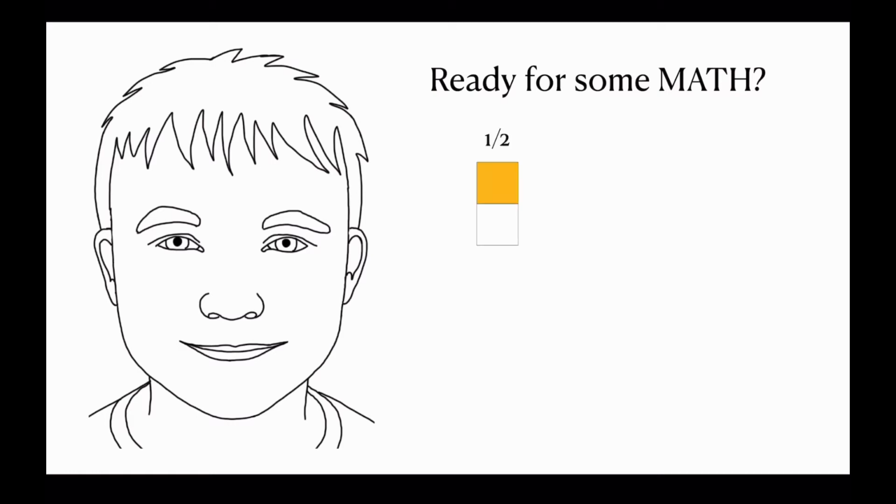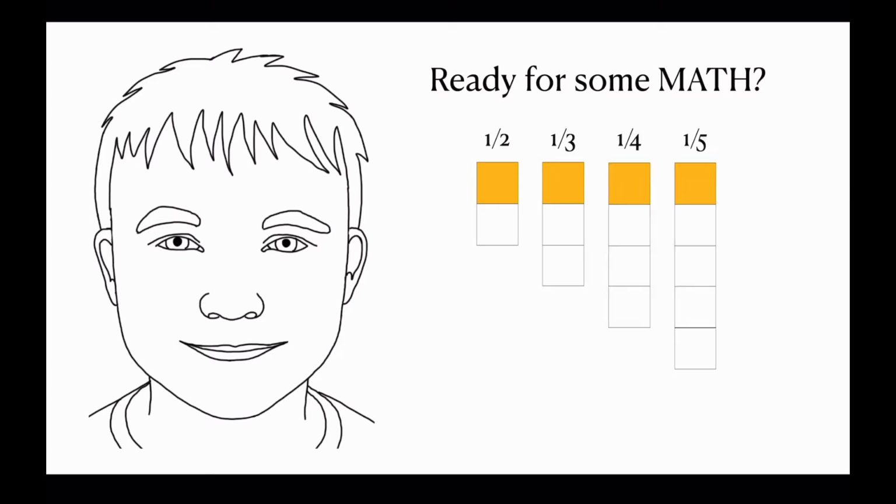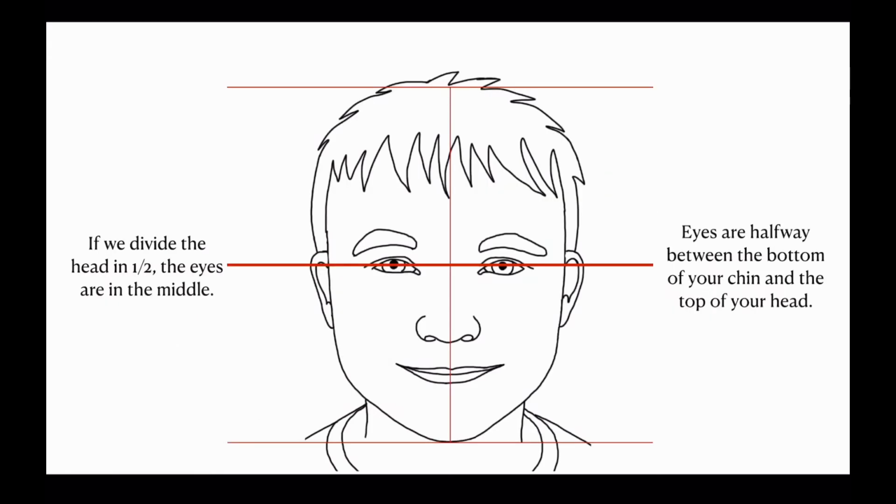When we talk about proportions, we can compare them to fractions. We will use the following fractions to help us map out the face. We will start with the eyes. If we look at this face, we can draw a line across the top of the head and the bottom of the chin. If we split that space in half, we get the placement of the eyes. The eyes are halfway down from the top and halfway up from the chin.